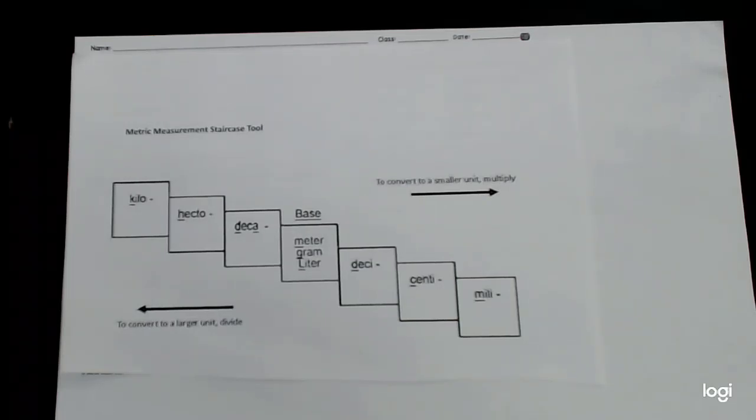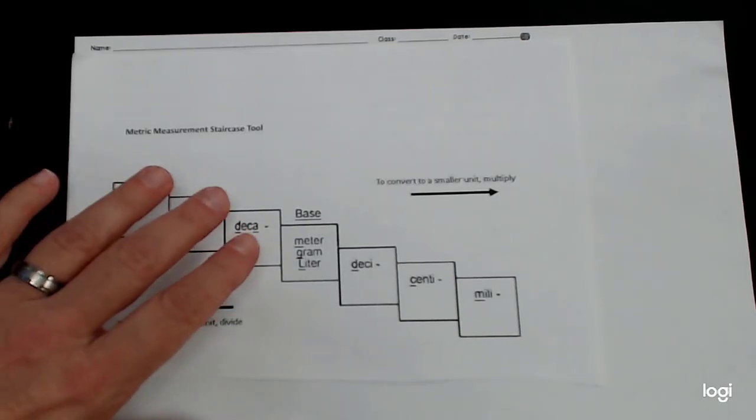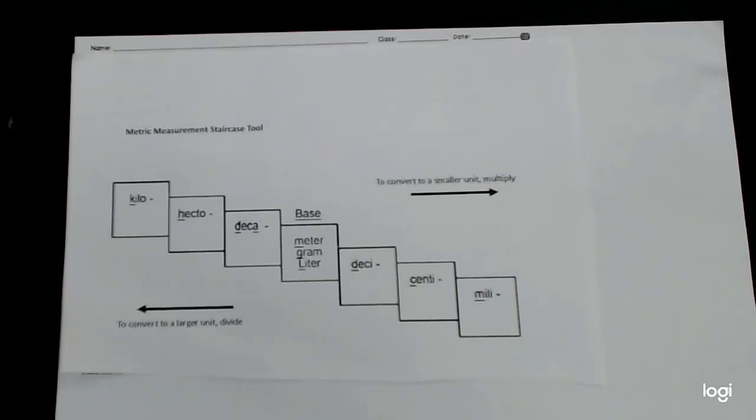And the nice thing about doing these metric conversions is that if you want to do a conversion, all you have to do is move the decimal. So let's say you don't have a calculator handy and you have to do a metric conversion. You can just use this metric staircase and move your decimals, okay?